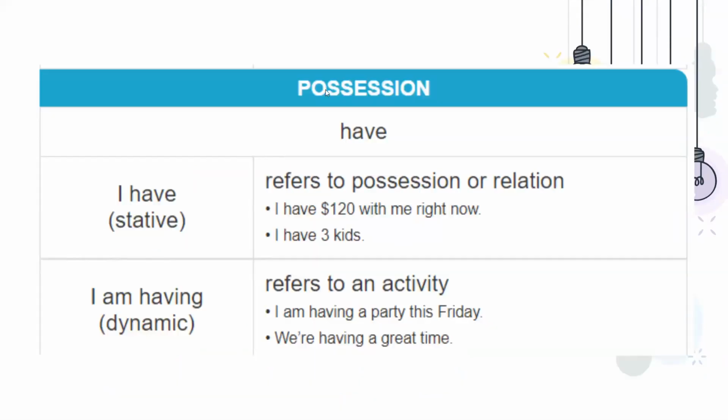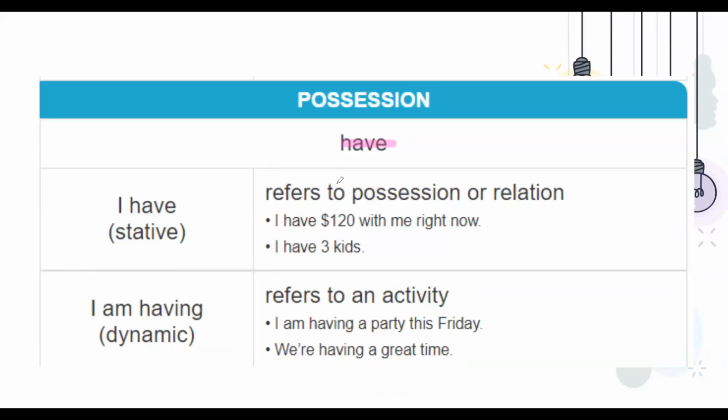We also have possession like have. If you remember, have was not in the previous list. And the reason is the following. Some people get really confused about this. So when I talk about I have as a stative, it refers to possession or relation. I have $120 with me right now, so it's possession. Or I have a dog, I have a house, I have a car, etc. Or relation: I have 3 kids, I have 1 brother.